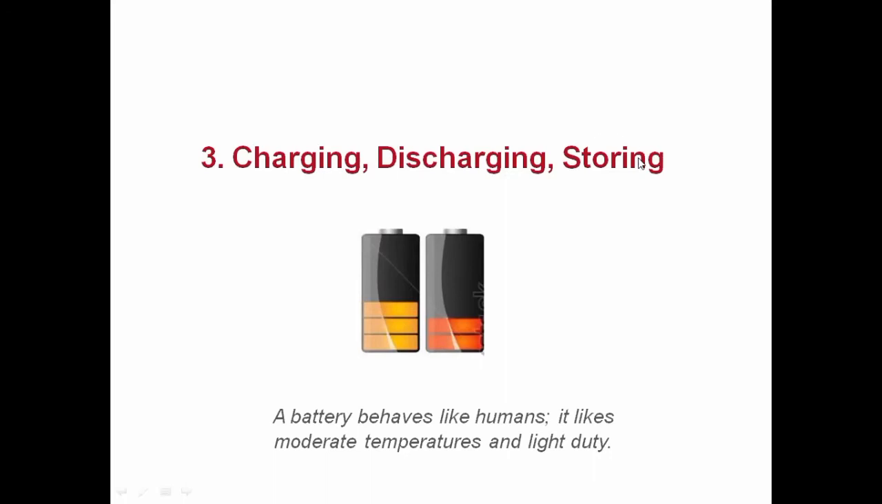Storing the energy: with the chemical electrolytes present in the batteries, we can store the energy. After charging, we can store the energy in the electrolyte present in the batteries. During discharging, we transform the stored chemical energy into electrical energy. So in this way, we can define charging, discharging, and storing.